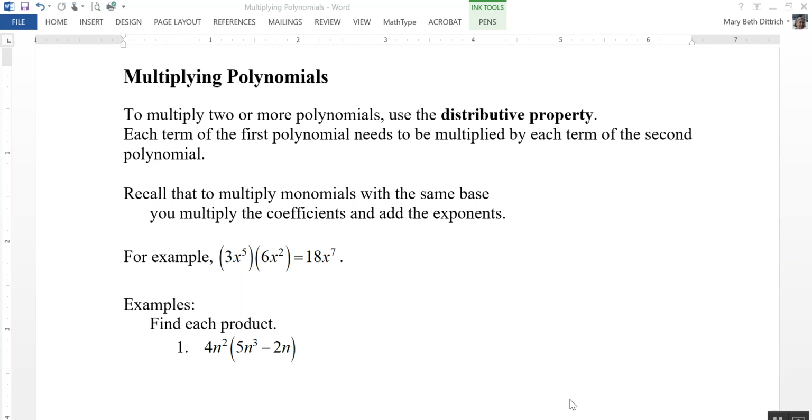This video is on multiplying polynomials. To multiply two or more polynomials, use the distributive property. Each term of the first polynomial needs to be multiplied by each term of the second polynomial.